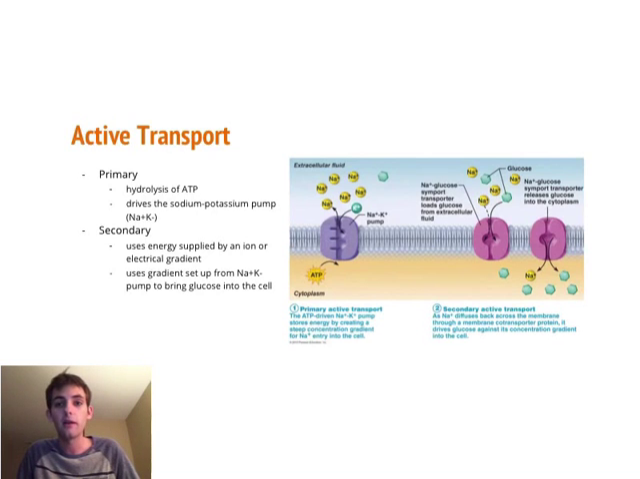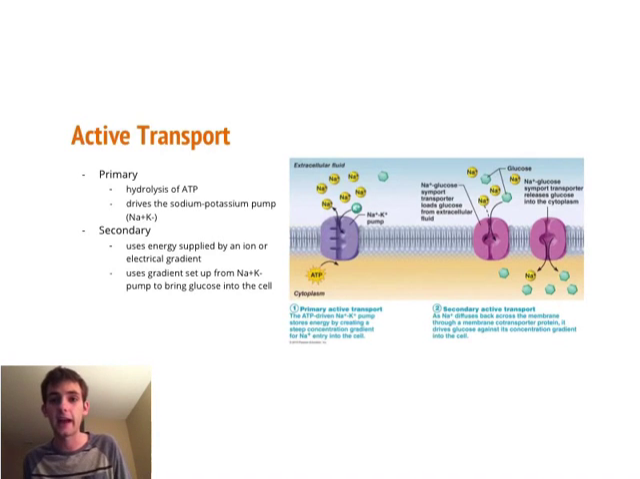And so an example of a system in your body that uses primary active transport is the sodium-potassium pump. This is going to be a pump that allows the concentration gradient of sodium and potassium to build up, which drives a lot of important processes. And we're going to talk about that a little bit later on in the year.